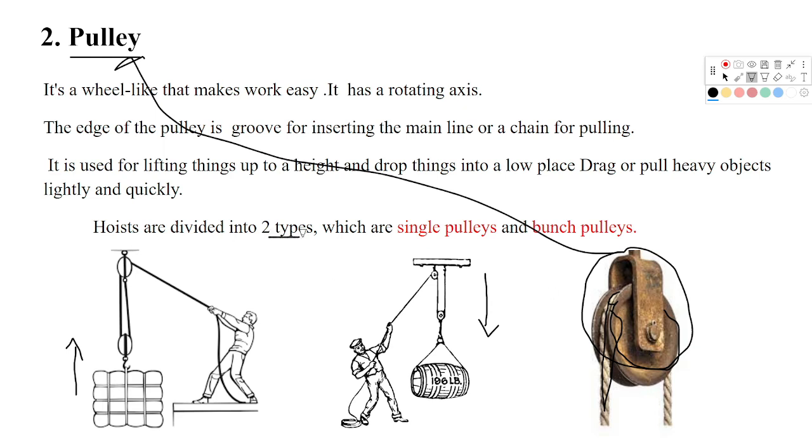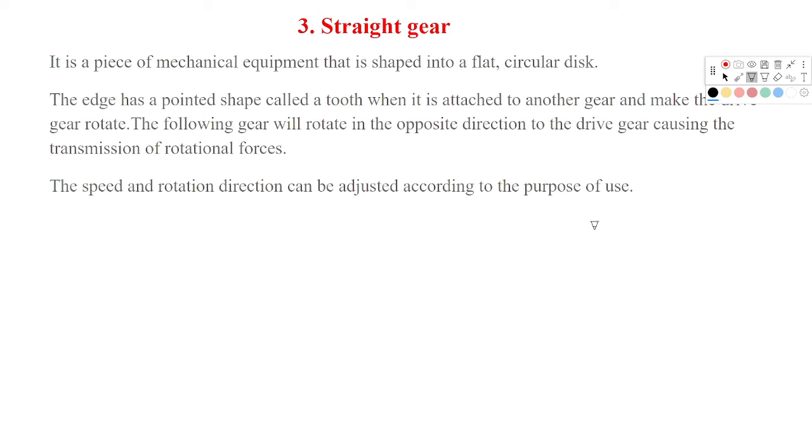So it's divided into two types. We have single pulley and batch pulley. You can just try and get this from the internet, see what a single pulley is and a batch pulley is. Okay, so let's move to the third one, and this is straight gear.